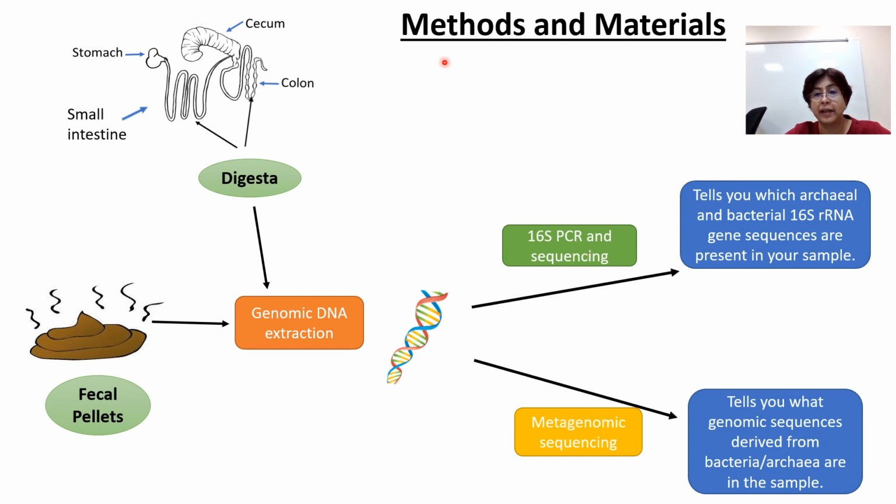The first technique is called 16S rRNA gene sequencing, which tells you which archaeal and bacterial 16S rRNA gene sequences are present in your samples. Metagenomic sequencing tells you what genomic sequences derived from archaea and bacteria are in the sample.